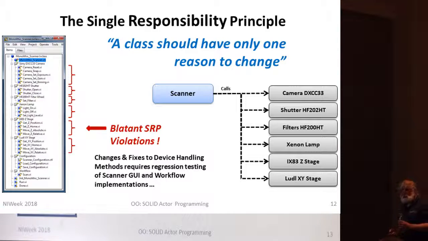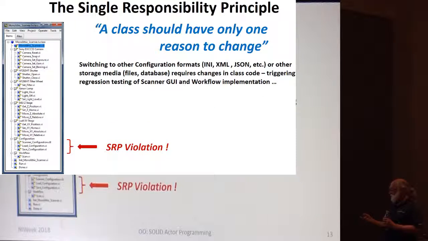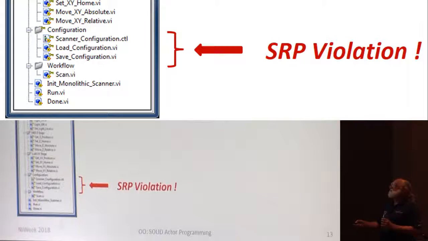A more subtle violation of this principle: if you can see, there are load configuration and save configuration methods in a class, which gives the class a second reason to change. If your configuration format is changed from INI to JSON or XML, you need to touch this class. If instead of files you want to use a database, you need to touch this class. One class is okay, but if you have 50 classes in your application, you have to touch all of those.